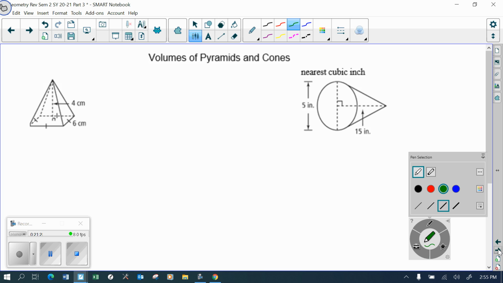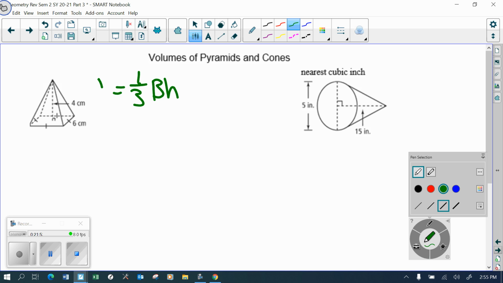Volumes of pyramids and cones. Whenever you have a pyramid or cone, you want to think 1/3. It's 1/3 of the prism or 1/3 of the cylinder. So I'd be able to get 3 cones into one cylinder, or 3 pyramids into one prism of the same shape and height. So it's 1/3 area of the base times the height. Okay, for both of these.